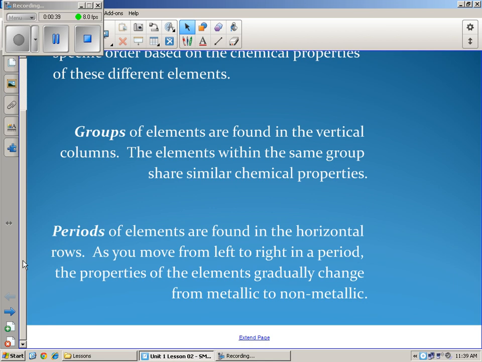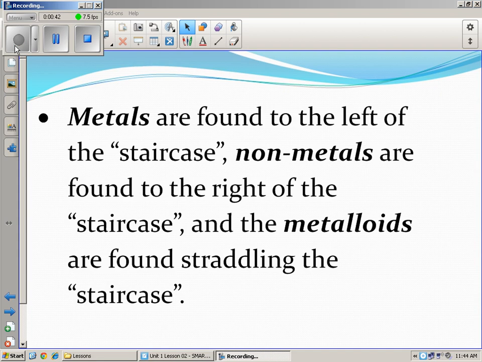And we should get our periodic tables out today as well. All right, so I'll let you copy those. Okay, metals are found to the left of the staircase. Non-metals are found to the right, and metalloids, of course, are straddling the staircase. All right, so we'll give you a little second to copy that down, and we'll chat about that.